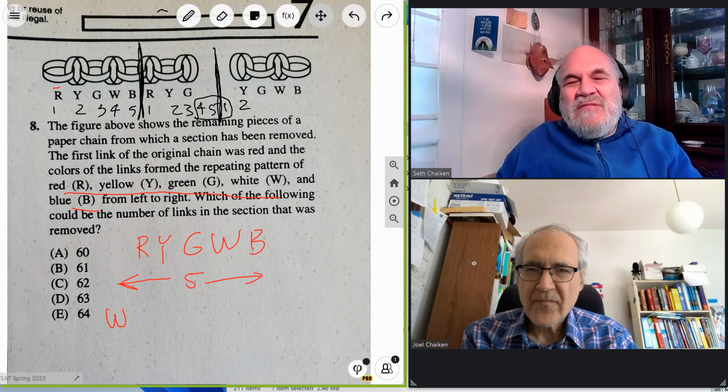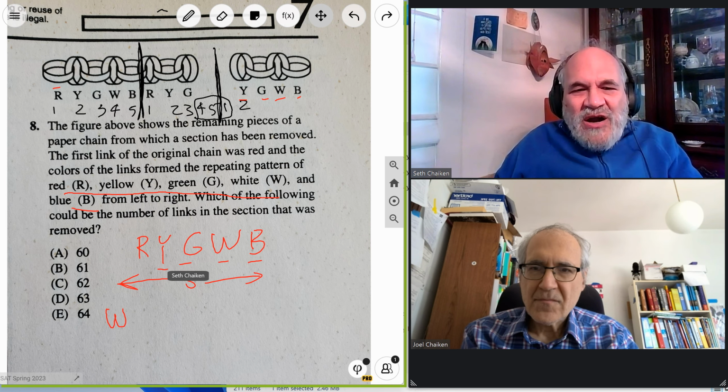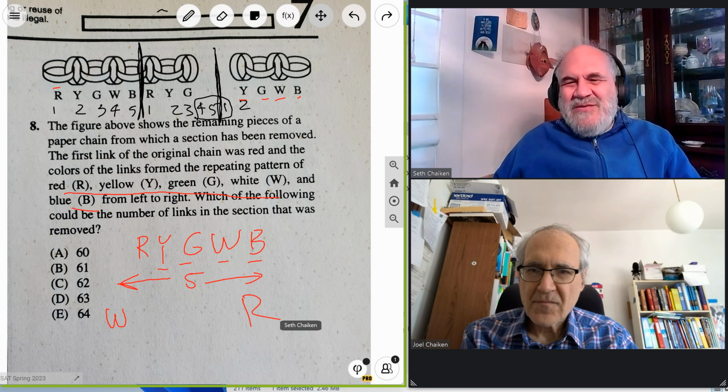They started it very conveniently with a B at the end. So I just go backwards. BWGY, BWGYR. So the gap ends with an R. Absolutely. The gap ends with an R.